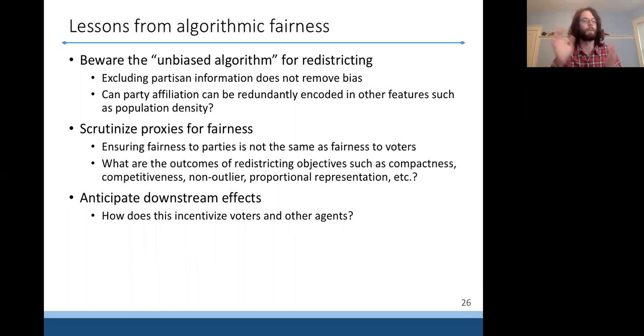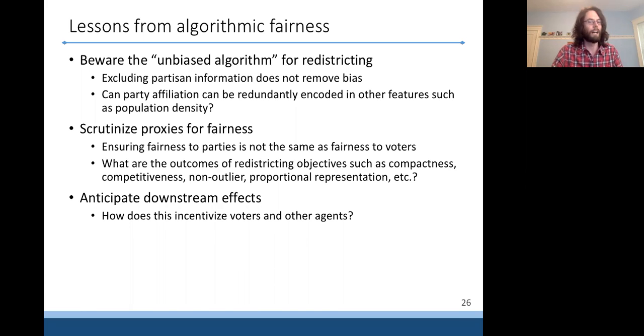I think I might be a little over time. With just some quick lessons from algorithmic fairness, where I've been working a lot in the past couple of years. One, I want to say beware of the unbiased algorithm. I've seen a lot of algorithmic approaches to, hey, we'll draw districts with computers and they won't be biased. That's never true. Anytime somebody says an algorithm is not biased, it really means that they don't know that the algorithm is biased.